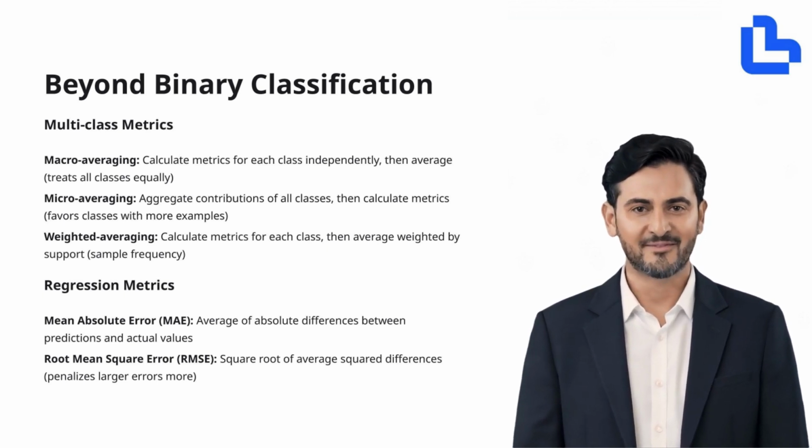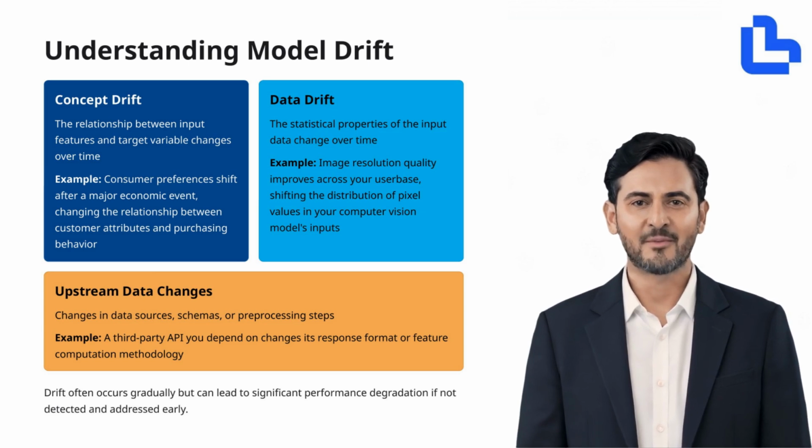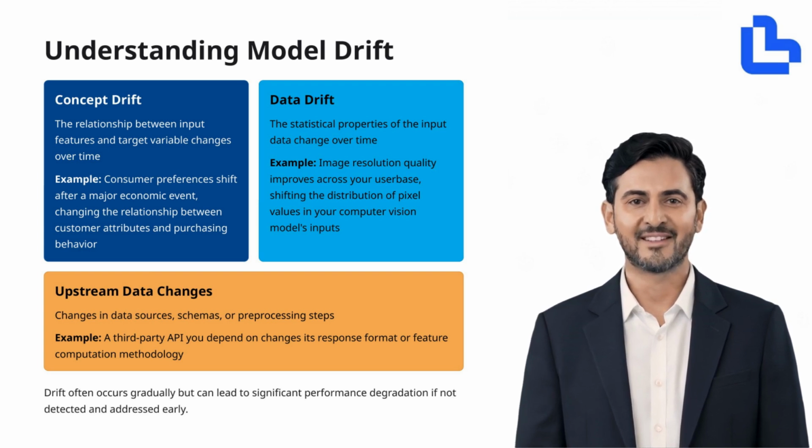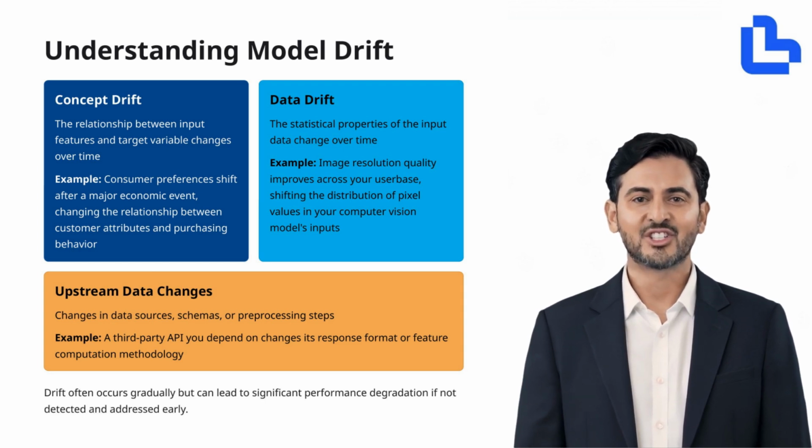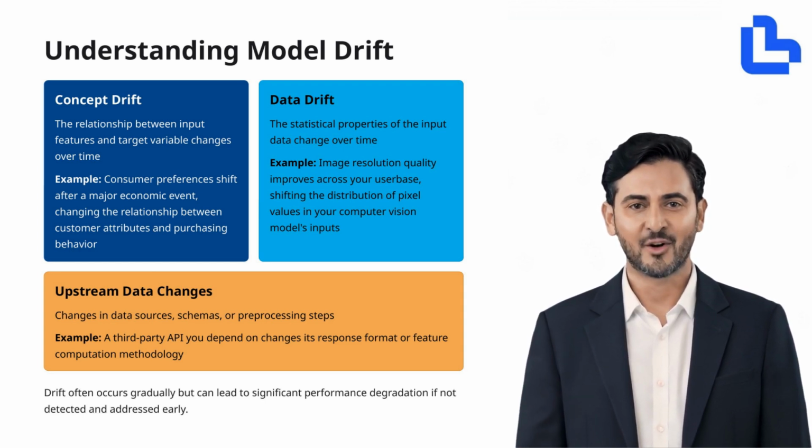As machine learning models operate in production, one of the most common and challenging issues they face is model drift. Drift refers to changes in the data or environment that cause a model's performance to degrade over time. Understanding the types of drift is essential for maintaining model reliability and ensuring continued alignment with business goals.